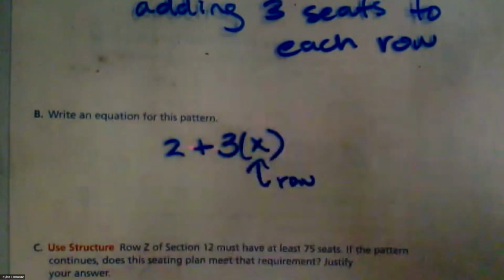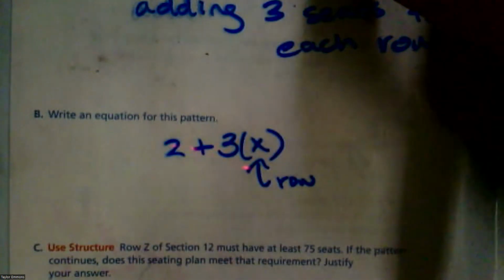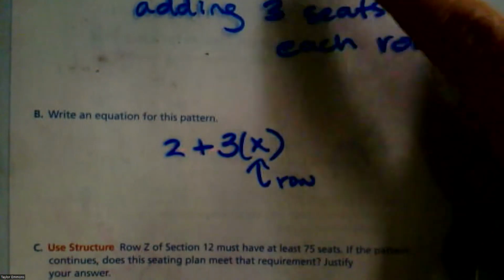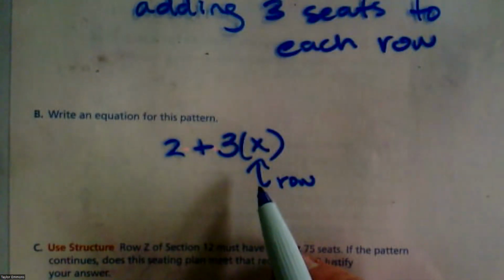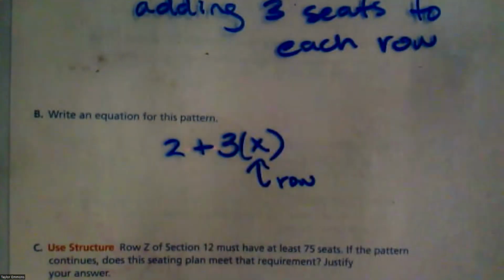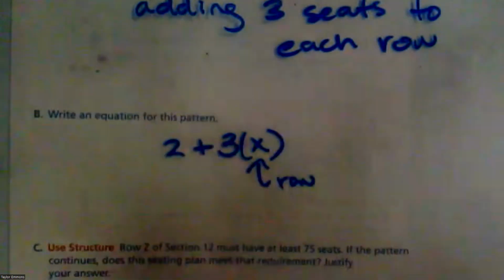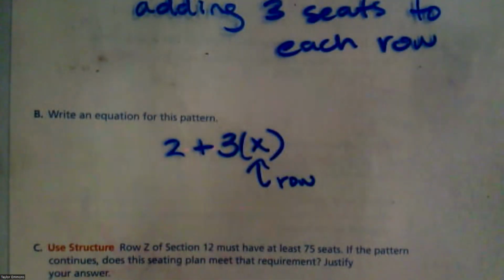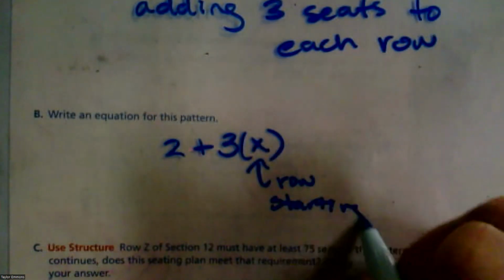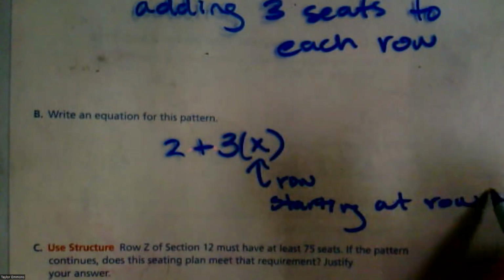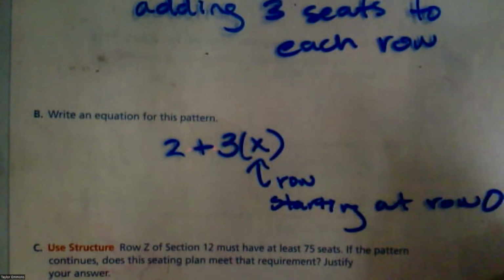Let's call that the row. So for instance, if we say that this bottom one is row 0, then that works for this equation. If we say row B is row 1, then that'll work for this equation. If row C is 2, then it works for this equation. So we're starting at row 0 being row A.